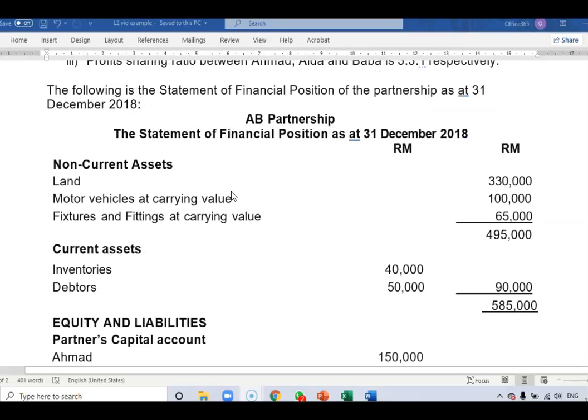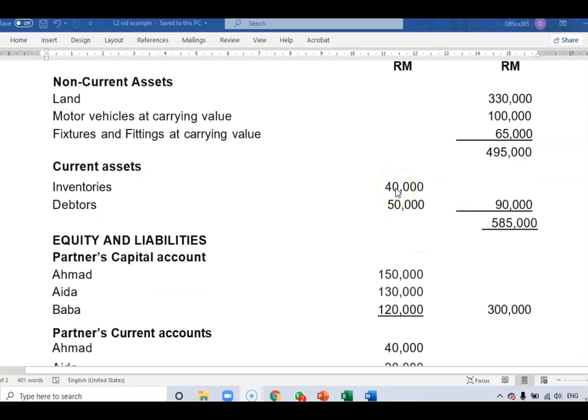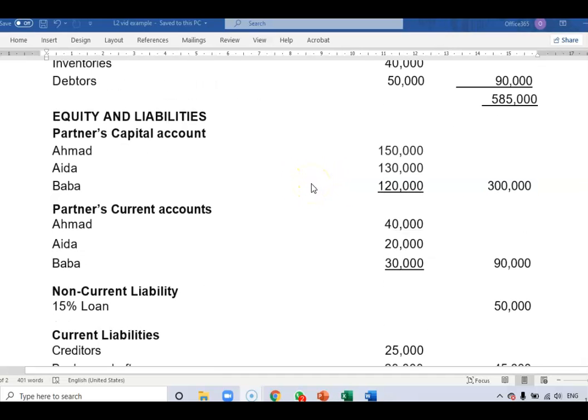And then this one is the data from the financial statement last year. Okay, you have the carrying value of land, motor vehicle, fixtures and fittings, and then you have the current assets, then equity. Now take a close look at the equity.